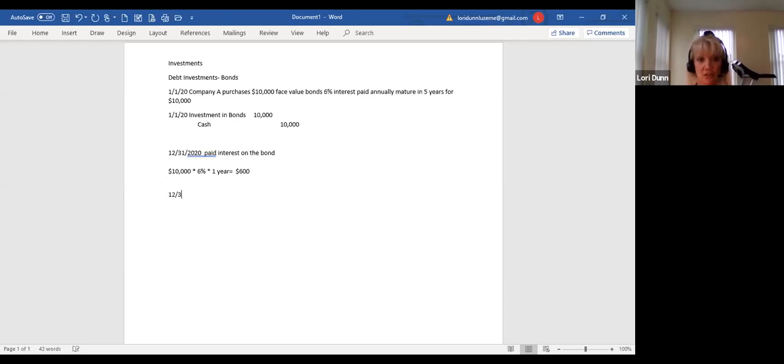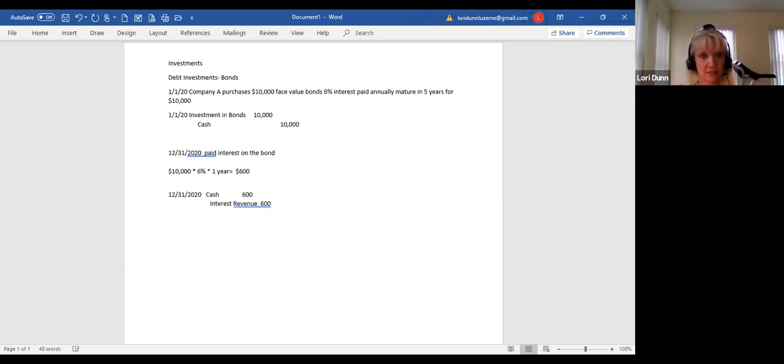So each year over the next 5 years, company A will be debiting cash for $600 and crediting interest revenue for $600. Remember, this is revenue to company A. They're the investor. Remember, interest revenue gets reported on the income statement in the other revenue and expense area. So this increases their net income.